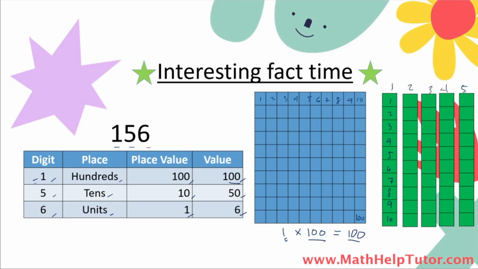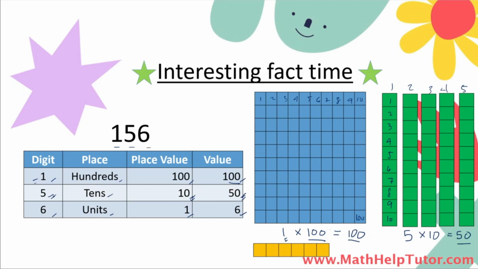So these green columns can represent the digit 5. There are 5 green columns, and its place value is 10. Okay, digit 5 with a place value of 10, which gives us a total value of 50. So when you count all of these blocks in the green columns, this amounts to 50 blocks or 50 squares.